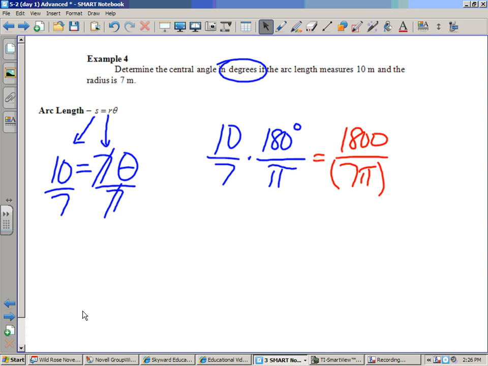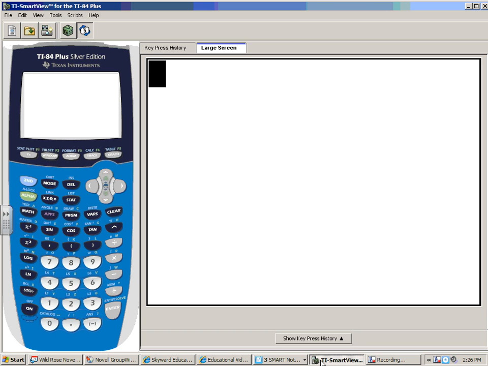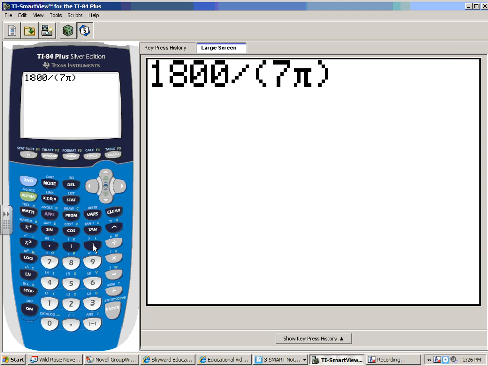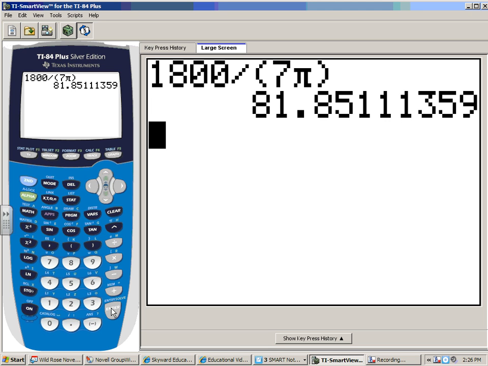Everybody's got it written down, looks like. So what was it? 1800 divided by 7 pi in parentheses. Should this be the one that gives me the correct answer, or is this the incorrect way of typing it in? Yeah, this is correct. It's going to divide by the entire 7 pi. And it doesn't really matter what mode you're in, it's going to take care of it for you. If we round the way we've been doing, we'll say about 81.851 degrees. Or maybe it says to round to the tenth, so you'd say 81.9 or something like that. Just keep an eye on how it wants you to round.